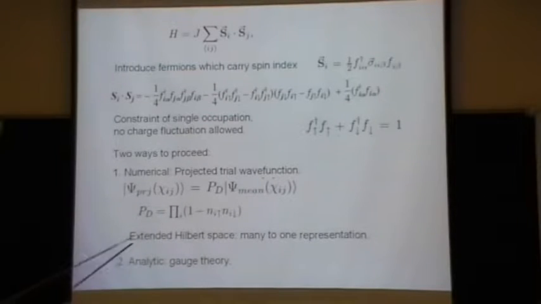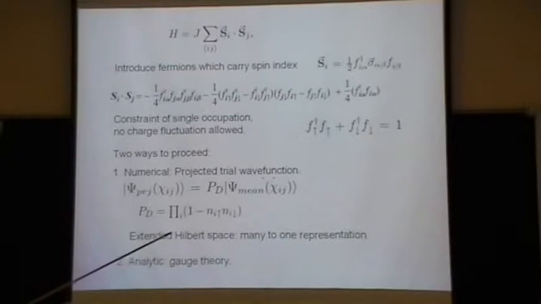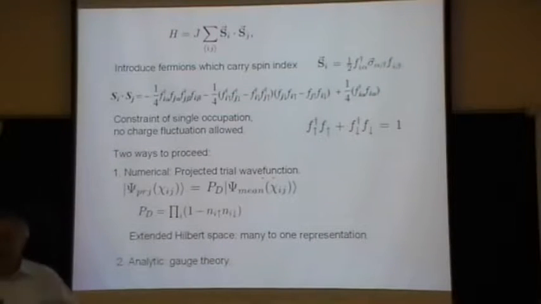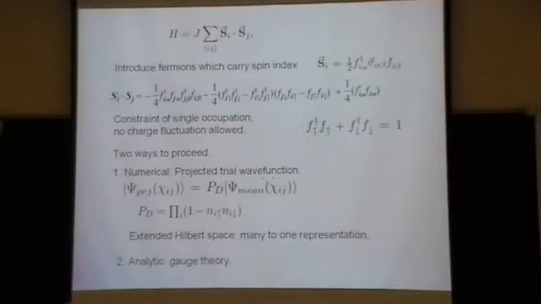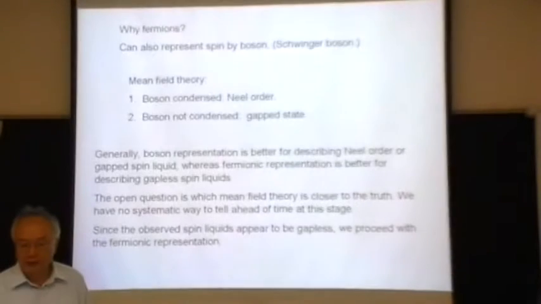Yeah. So the other approach is analytic, and that invariably leads you to gauge theory, because fundamentally this is a problem where we have enlarged our Hilbert space, and so we have to project back to the physical Hilbert space. And so we're dealing with a many to one representation, and that's what gauge theory does. So let me show you in a little bit of detail how it works.